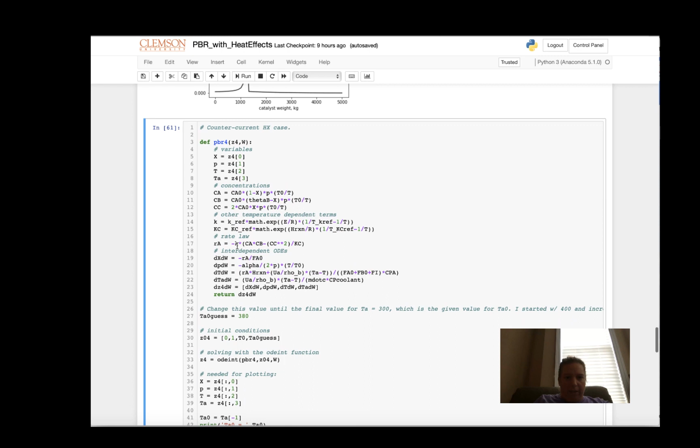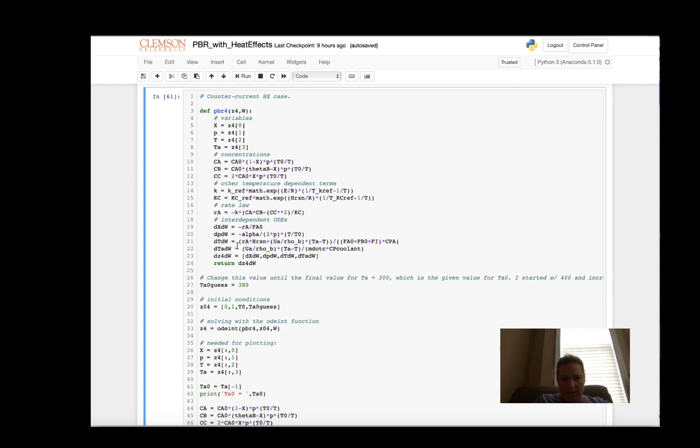Okay, so the final case is our countercurrent case. Everything is the same except I make the differential equation for the cooling fluid the negative of the co-current case, and I do that because I'm switching the limits of integration. Not because I want heat to transfer in a way that's unphysical, but I need to switch the limits of integration. That's how I do that.